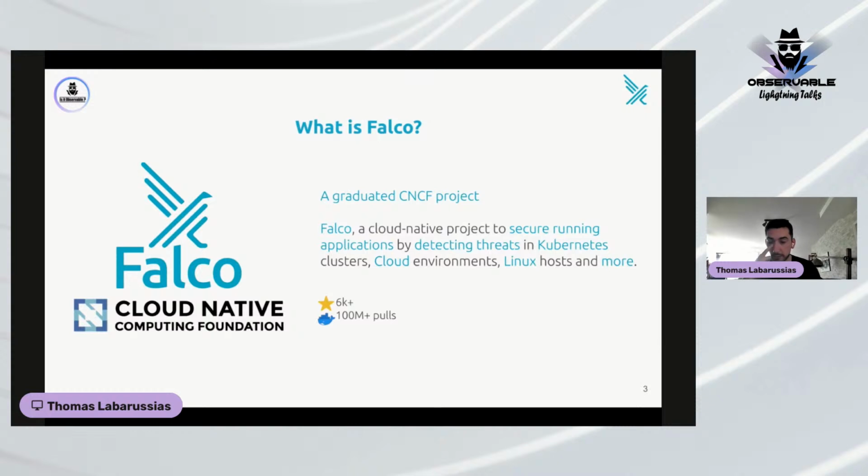Falco is a graduated CNCF project created by Sysdig. The first contributor and original creator is Loris DeGiovanni, who is also one of the creators of Wireshark. Falco is a cloud-native project to detect threats in Kubernetes, but not only. As long as you have a Linux kernel, it can work. We'll see it's also possible to collect other sources of events thanks to plugins.